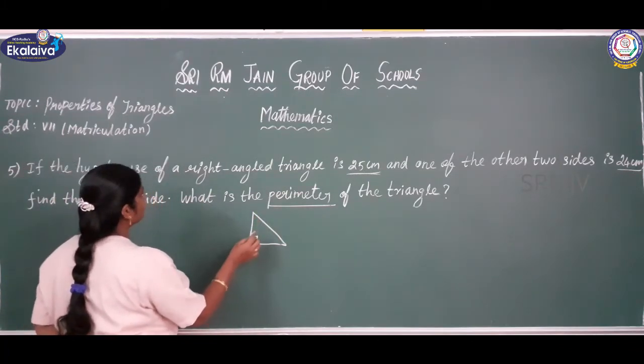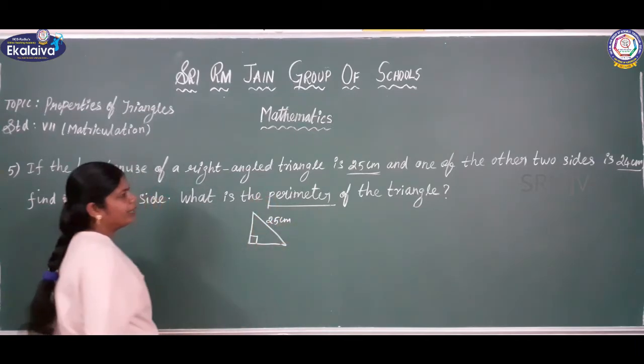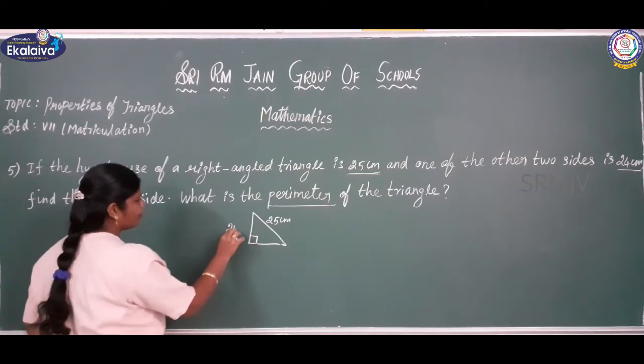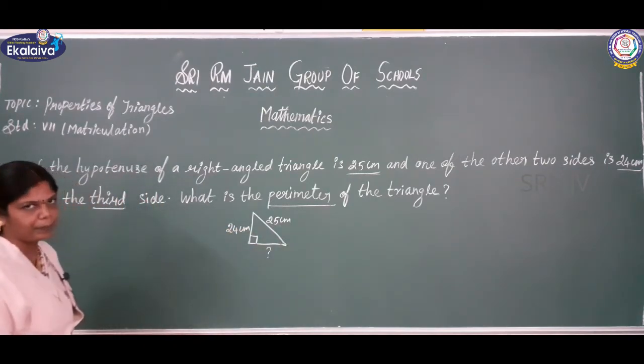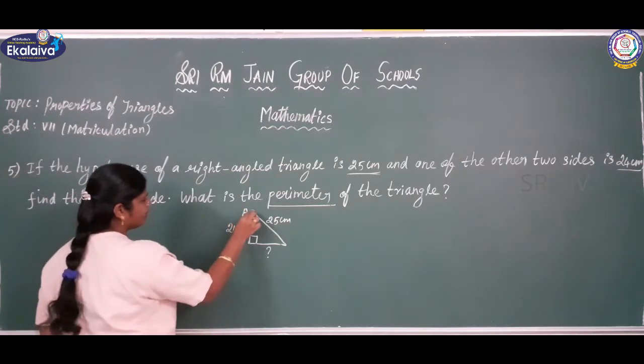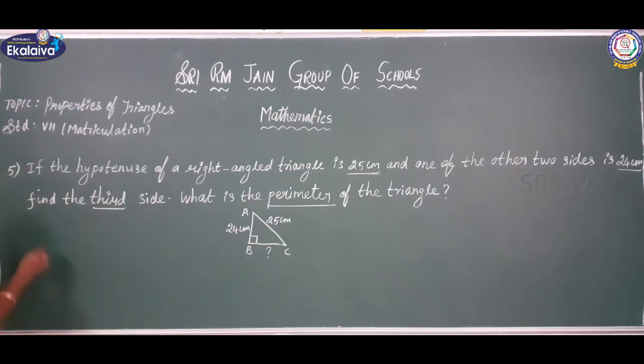The hypotenuse is 25 centimeter and one of the sides is 24 centimeter. We need to find out the other side. Okay. Just naming it A, B, C. Okay. By Pythagoras theorem.